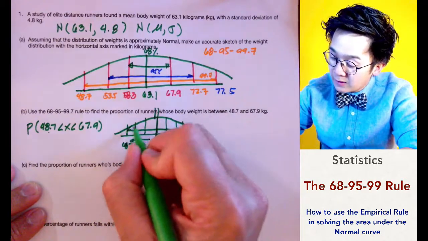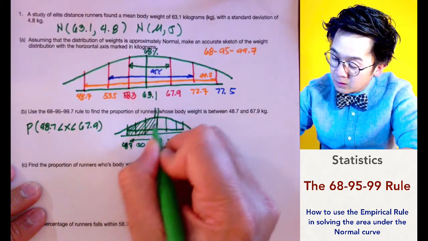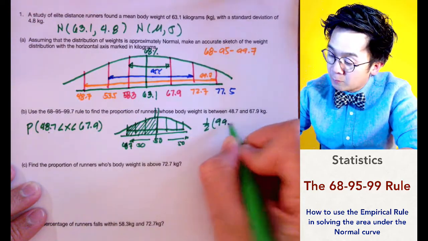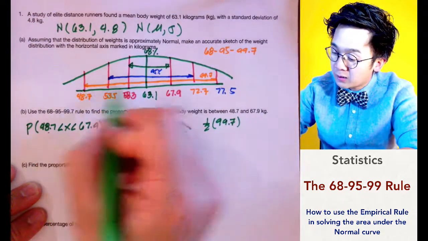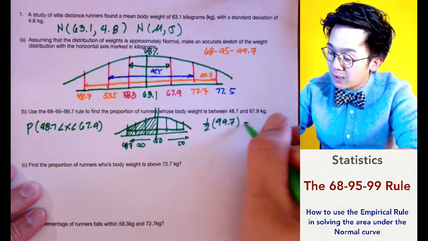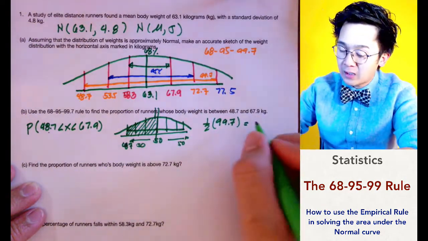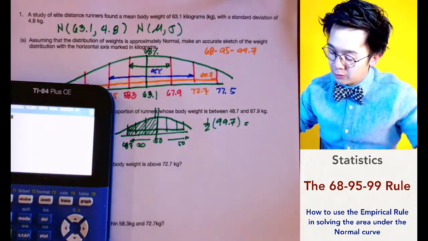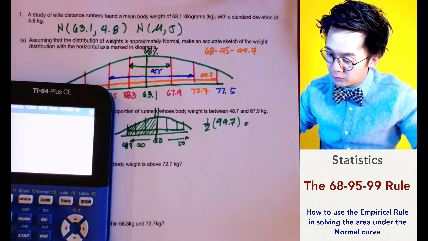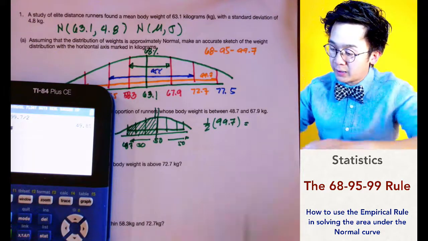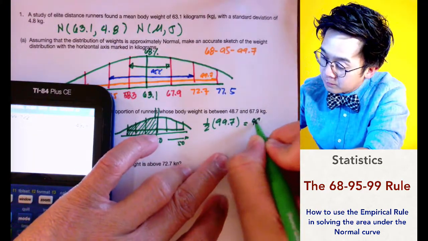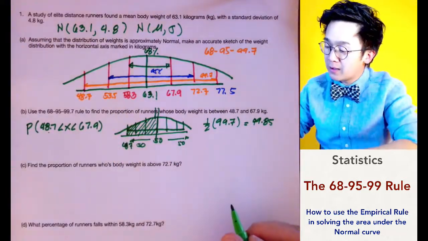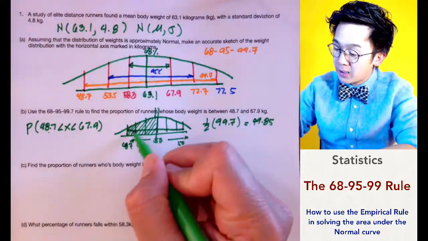So, para makuha natin yung area na to, kukunin natin yung kalahati ng 99.7%. Kasi from here to here, 99.7% siya. At gamit ang calculator, half ng 99.7%. So, 99.7 divided by 2 is 49.85. So, 49.85 yung ating area from here to here.